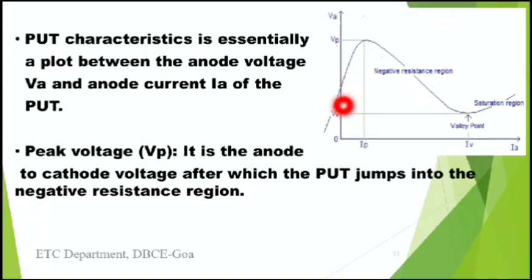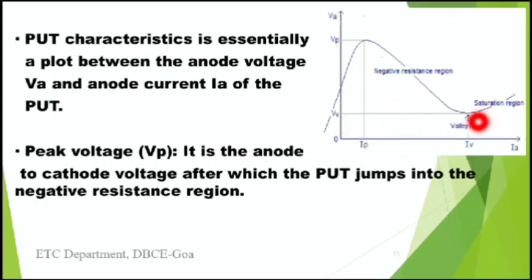As I initially told you all, VA goes on increasing, and with that IA also goes on increasing, but only up to a particular point, and that point is nothing but the peak voltage. In this region the PUT device behaves like a PN junction, and at the peak voltage point the PUT device starts getting saturated. Further on, the PUT jumps into the negative resistance region, wherein VA is going on decreasing but IA still continues to increase.